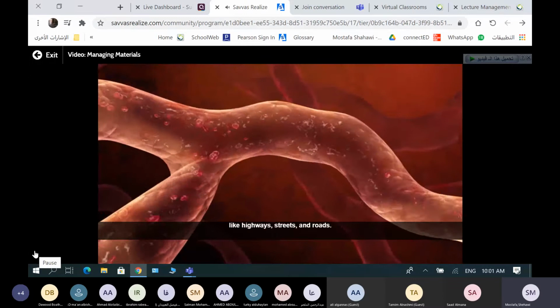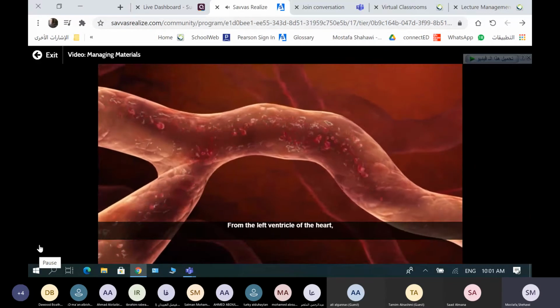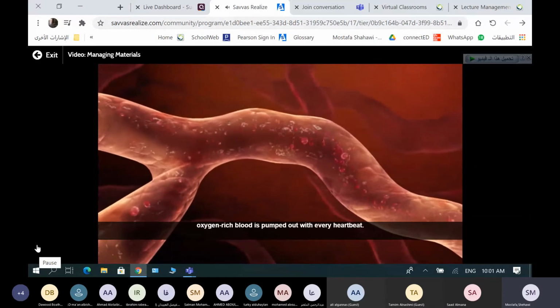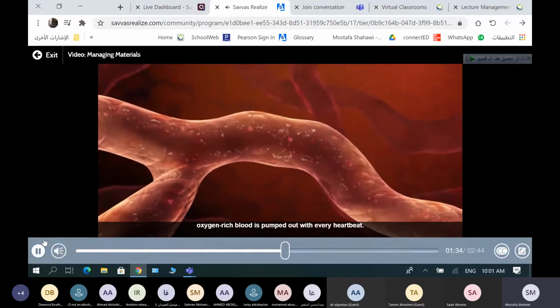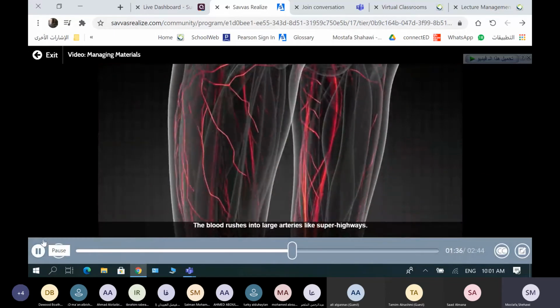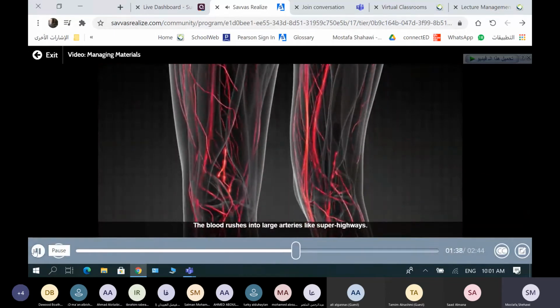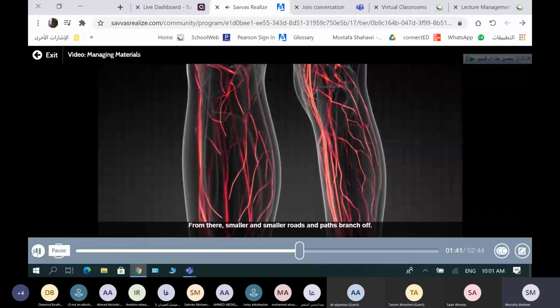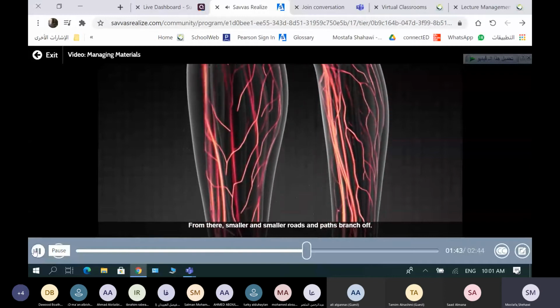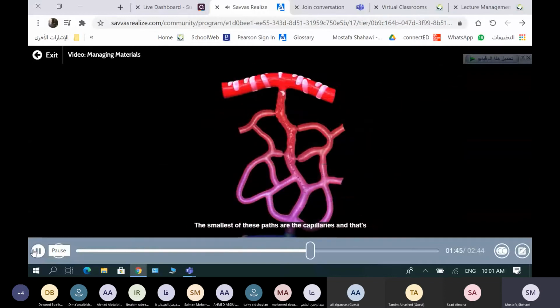They act like highways, streets, and roads. From the left ventricle of the heart, oxygen-rich blood is pumped out with every heartbeat. The blood rushes into large arteries like superhighways. From there, smaller and smaller roads and paths branch off. The smallest of these paths are the capillaries. This is the smallest. This is where the exchange happens.